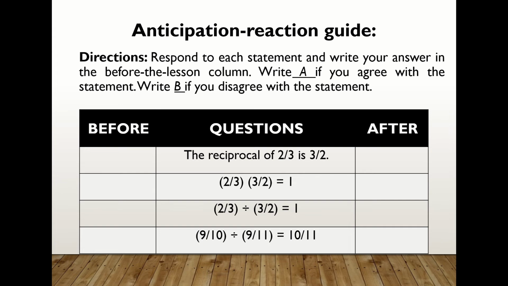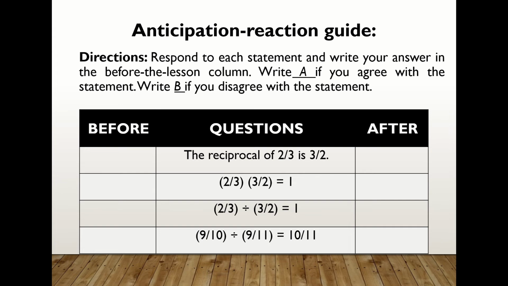Write A if you agree with the statement. Write B if you disagree with the statement. Number 1 question. The reciprocal of 2 over 3 is 3 over 2. Write A if you agree. Write B if you disagree.